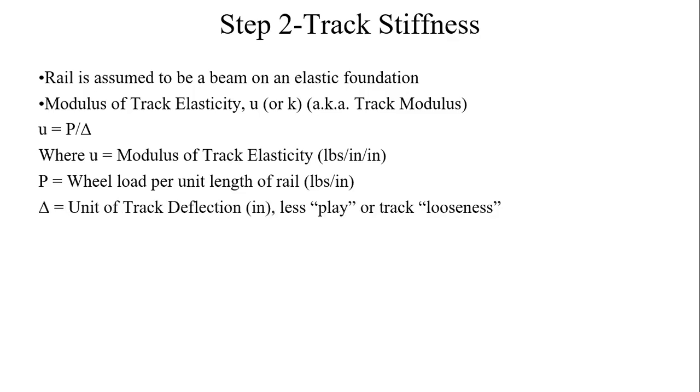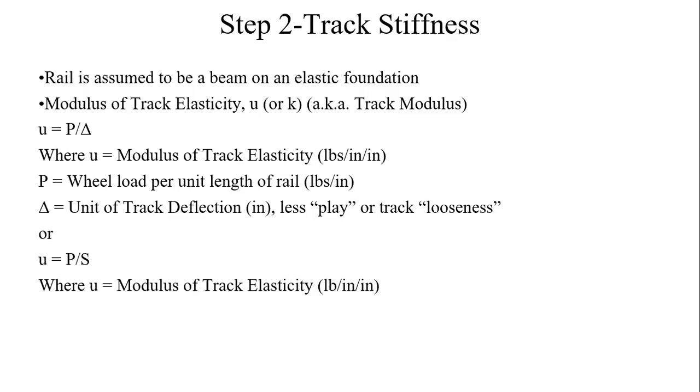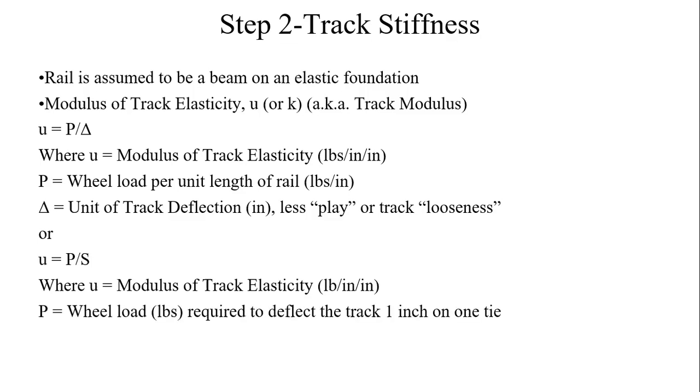We all know what P is, and we know unit deflection, which can be called play or track looseness. More deflection means a loose track, less deflection means a tight track or less play. You can also calculate U from this relation. Instead of delta, we can use the spacing between the sleepers. Now, again, the question: what will be the value? Again, we will go for the higher of these two values.